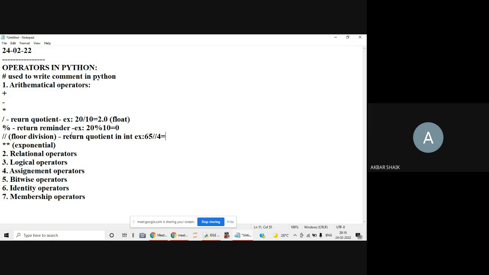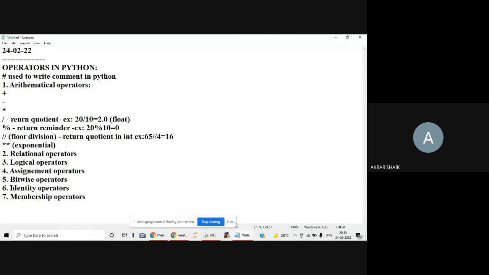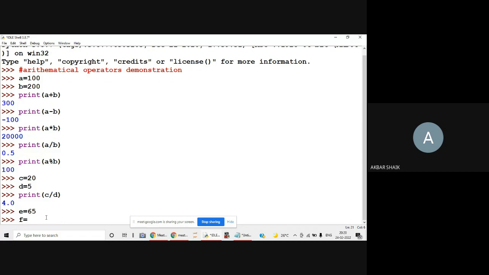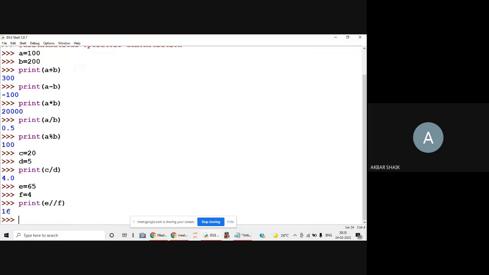What is the answer? Anyone? 16, right? So 16 is the answer. If you want to check it out, you can. Here, for example, I can take E is equal to 65, F is equal to 4. Print of E double slash F. Okay, so 16. Understood, all of you?